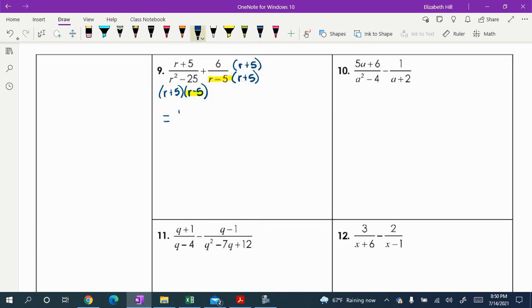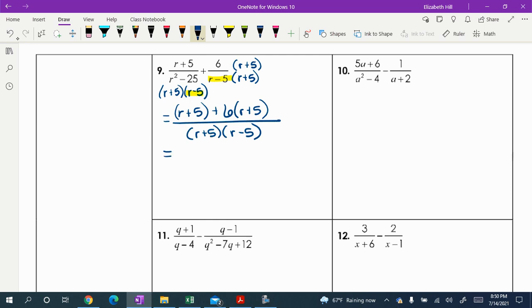So I'm going to have r plus 5 plus 6 times r plus 5 all over r plus 5 and r minus 5. Now, do not cancel out the r plus 5s, okay? We don't want to do that. We are trying to condense, we're trying to add the fractions. We're not trying to do any simplifying. And I am working with the least common denominator in my case here, so I don't have to worry about that.